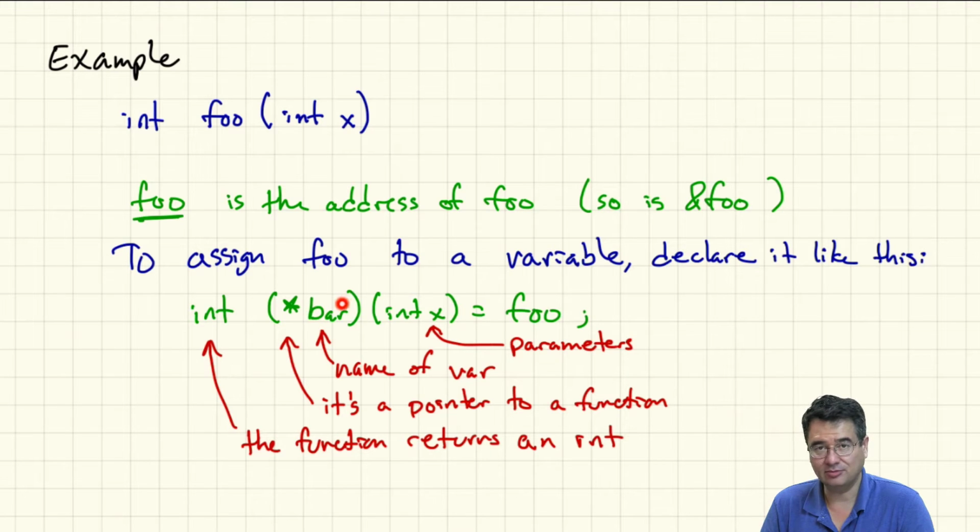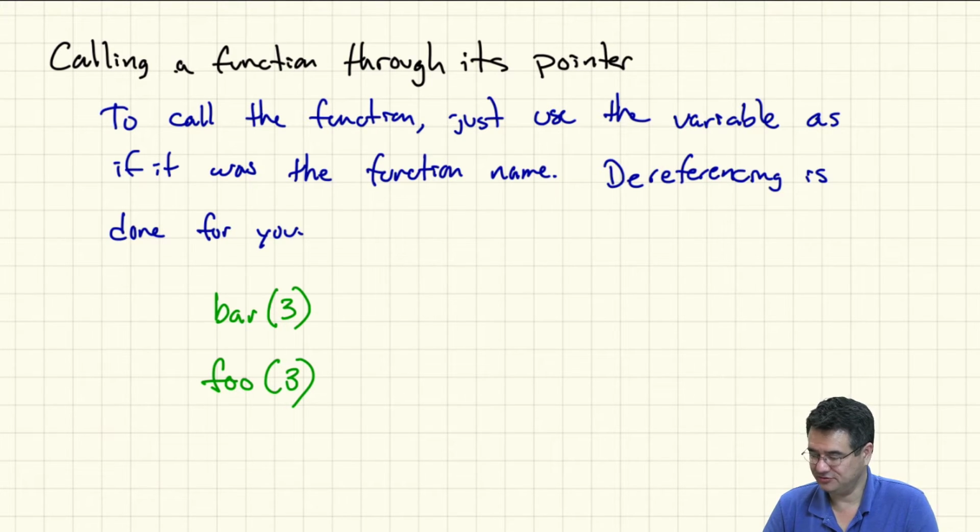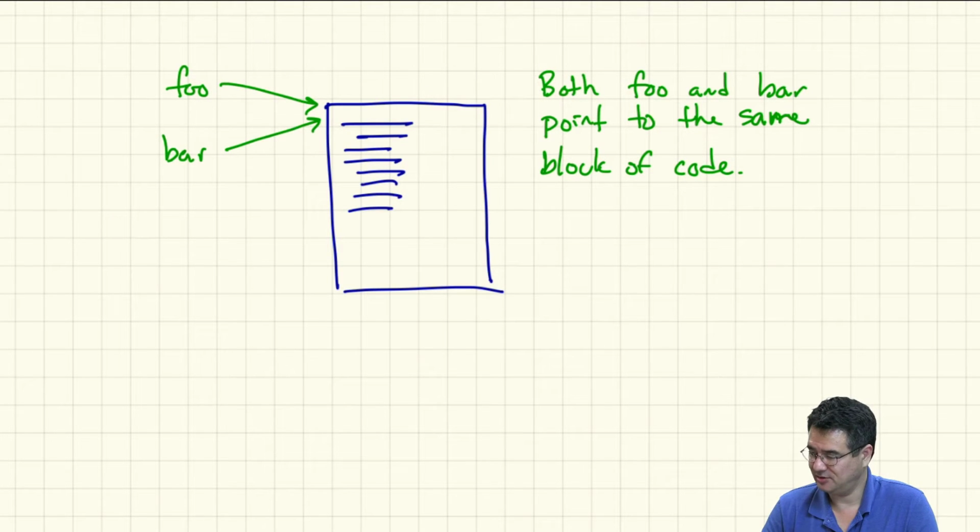But because this is a variable, we can assign it to the address of foo. So what we're doing here is saying that bar is going to point to the function foo. And in order to call that function, all we have to do is say bar of 3. In other words, the way you call the function using the pointer variable is exactly the same as calling the function itself with its original name. And the reason for that is essentially we have this here.